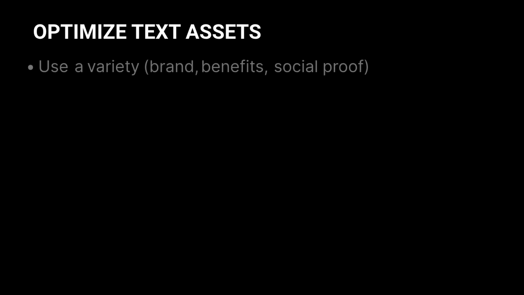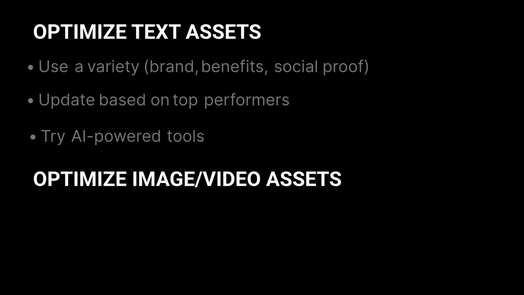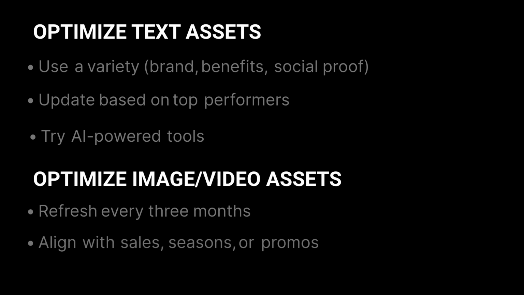For text assets, mix different types of messages. Talk about your brand, product benefits, and customer reviews. Watch what works best across asset groups or campaigns and update your text regularly. Try using AI tools to help create new ad content. For your image and video assets, change your images every 3 months to avoid ad fatigue. Update them for sales, promotions, or during different seasons.